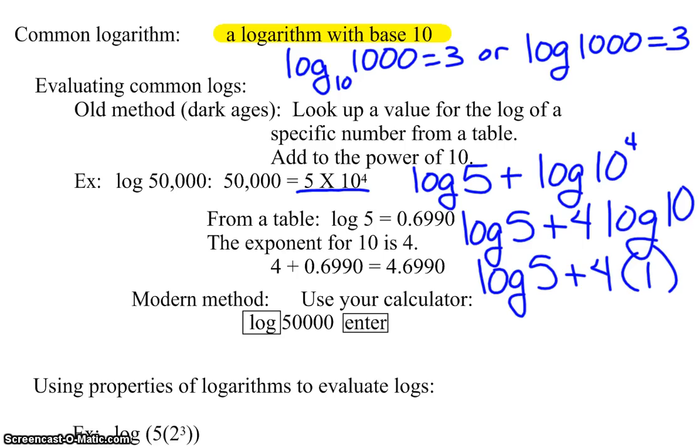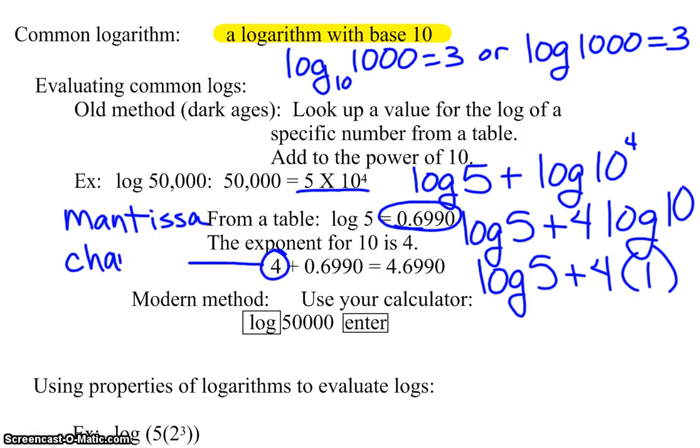What we would have done is this. We would have looked up the log of 5 from a table, and we would have gotten 0.6990. That number was called the mantissa. And then we would have looked at the exponent, which is 4, and the 4 is called the characteristic. We would have added those two things together and gotten 4.6990.